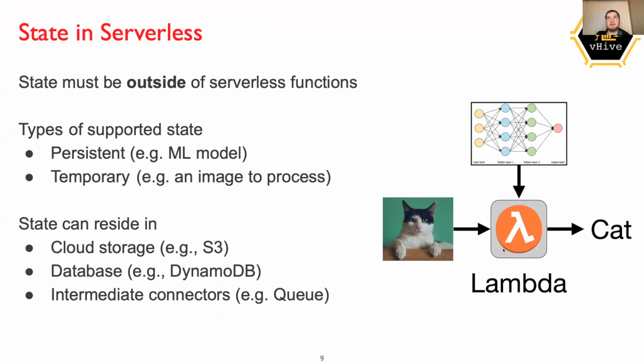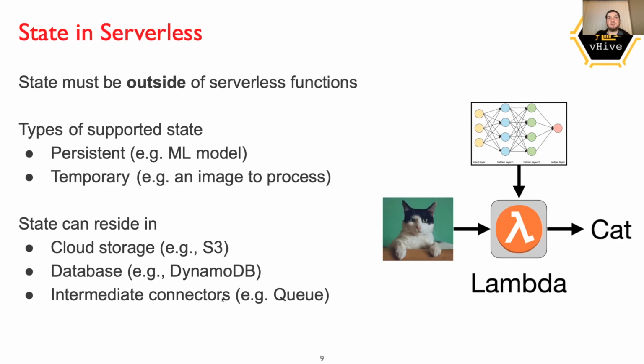Let's say we have a Lambda which does machine learning predictions. For that we have a model, but we also have an input image on which we want to run the model, and it would make a prediction that there is a cat on the image. In this case, the model is a more persistent state because we always load it within Lambda, and it's the same model every time for every event. And we have a temporary one, which is the new cat image, which we get as part of the incoming request. This state can reside in different places. It could be part of cloud storage, for example S3, part of a database, for example DynamoDB, or it could reside in intermediate connectors, for example a queue.